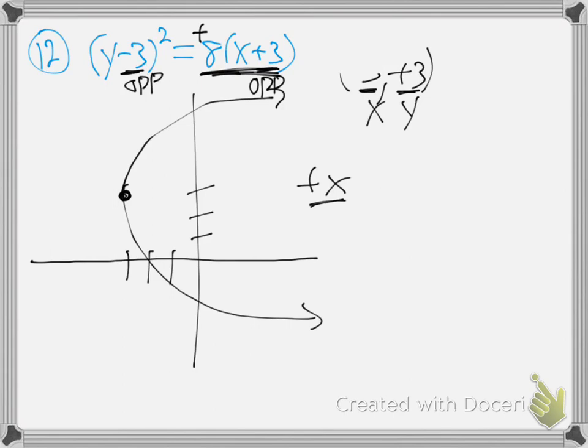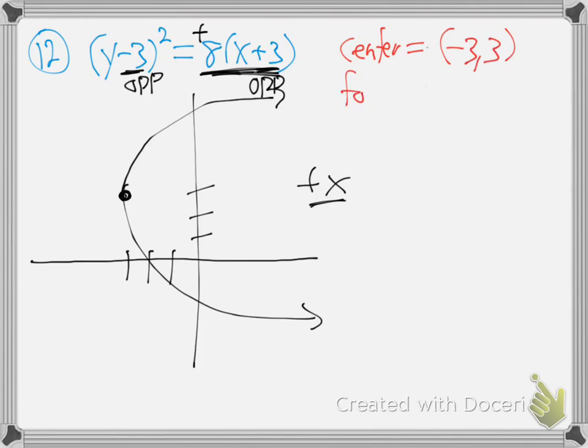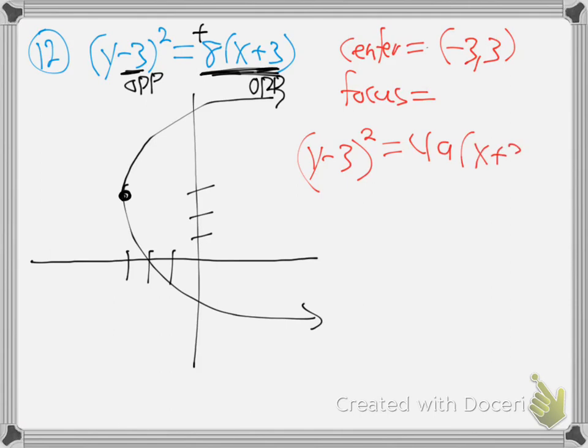Okay, so let's write down what we've got. They're going to ask us for the center, and again, that's opposite, so negative 3, 3. And then they're going to ask us for the focus point. How do we find the focus point? Well, we've got to force a 4 out. All the equations have a 4. Let me write them for you. It's y minus 3 squared equals 4a times x plus 3. So you've got to force a 4 out.